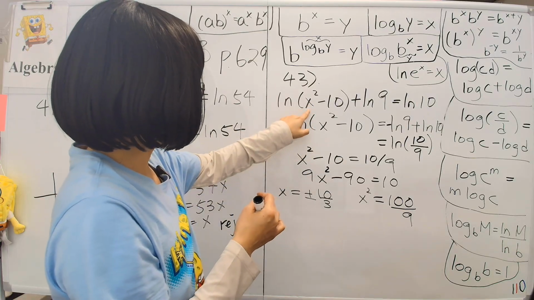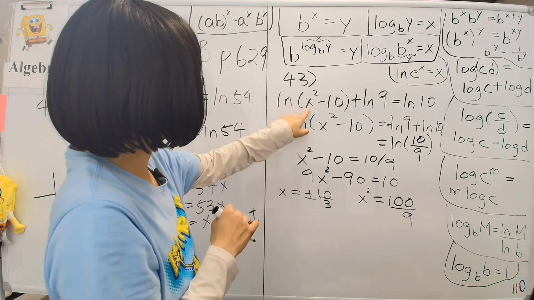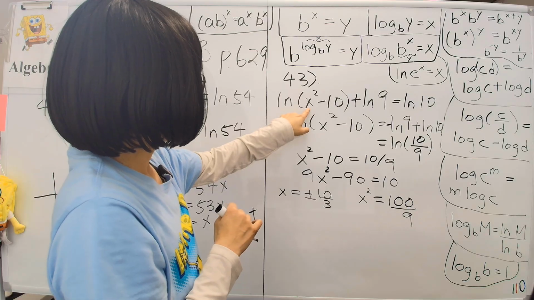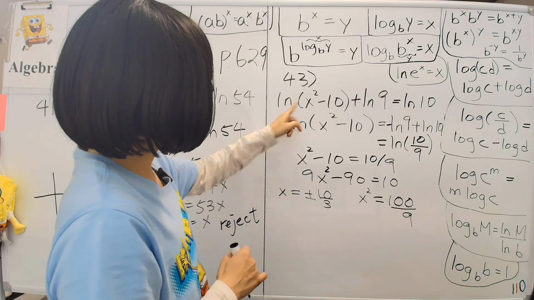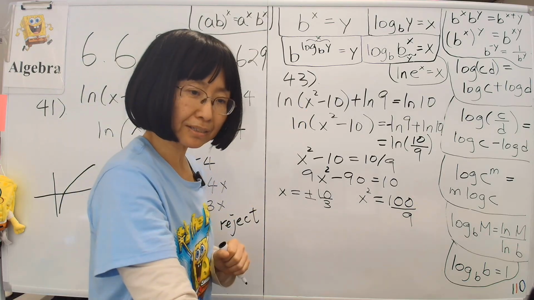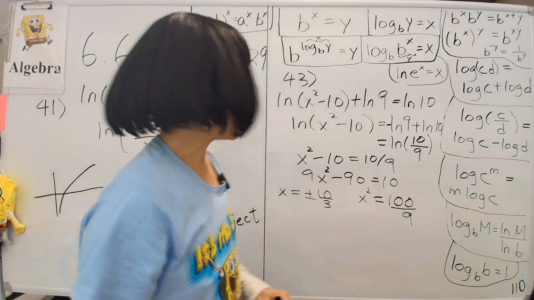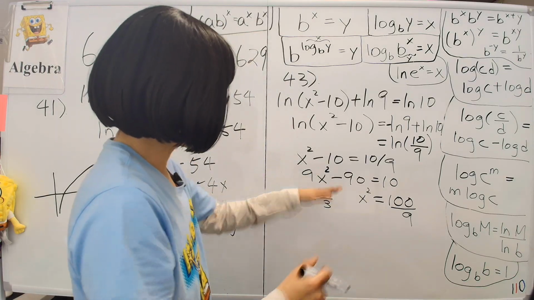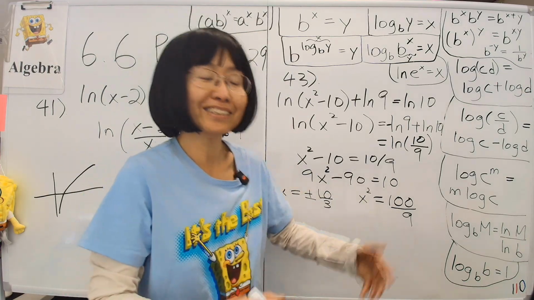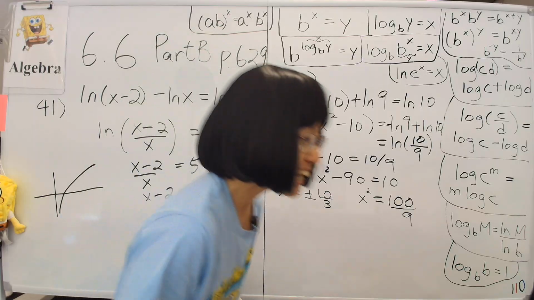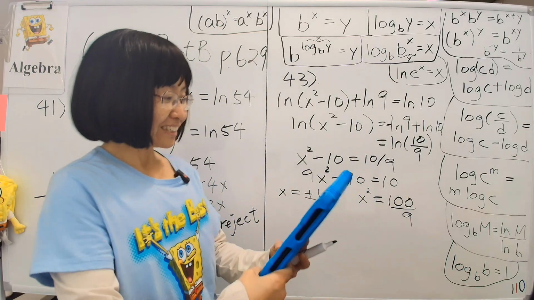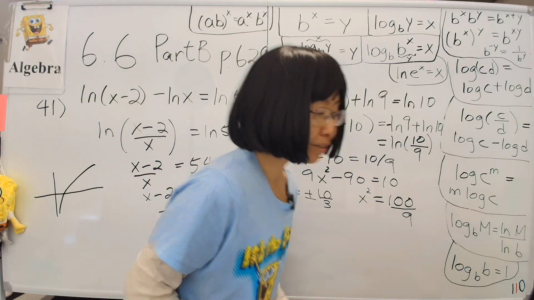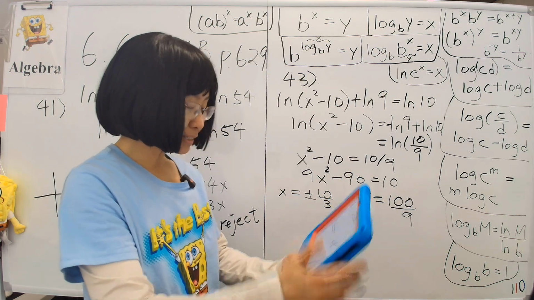So being squared, that will be... let me see, does that work out? Let's plug it in to see if it actually works. Actually, it's fine. As long as it's defined, that's all we care about. This is the right answer, so we'll accept it and move on, and not work ourselves to death. So that's problem 43.